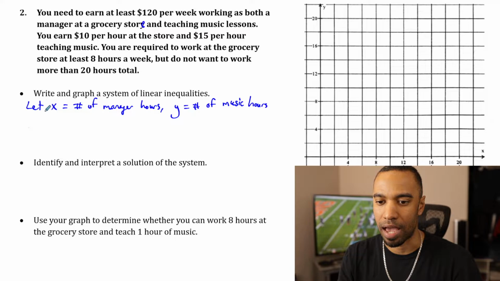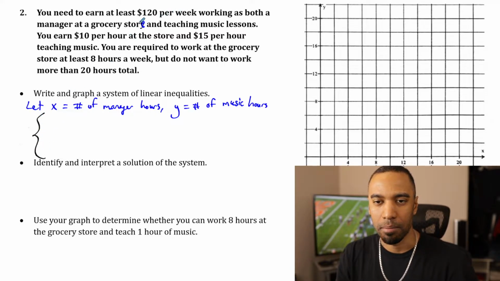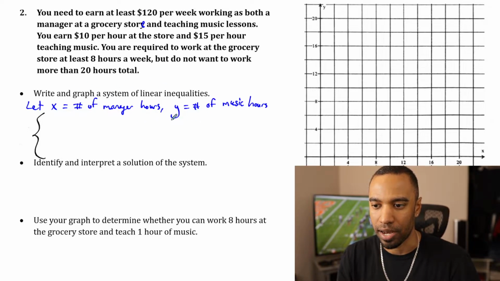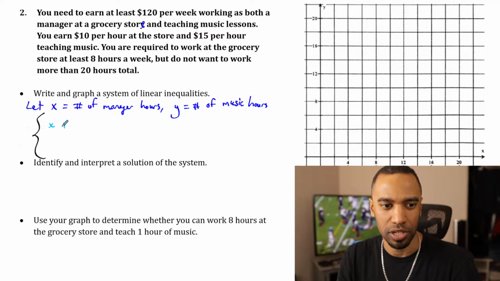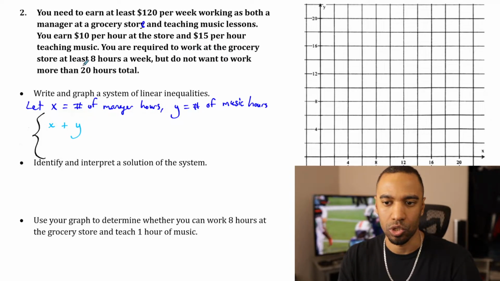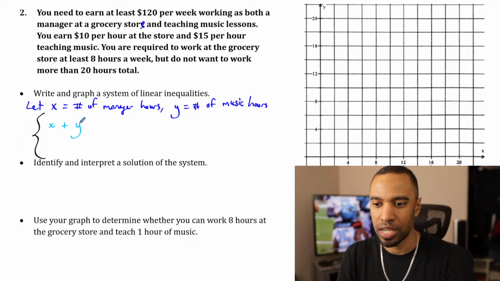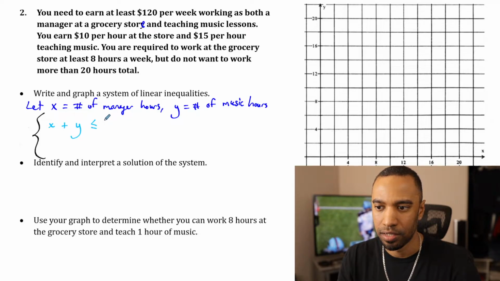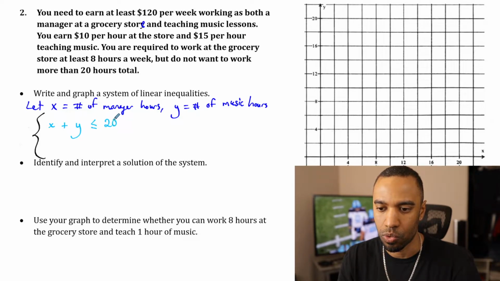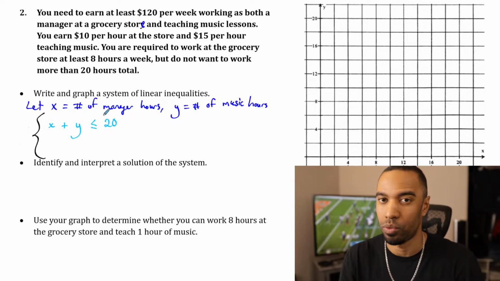And what we have to do is write out a system. Let's find the first one about the amount of hours total, because these are in hours, and I think it's the easiest one to come up with. So let's start with the idea of adding the amount of hours within a week, X and Y hours. We do not want to work more than 20 hours total. Okay, fair enough. So the amount of hours I work managing and teaching music cannot exceed 20. No more than, do not want to work more than, that's less than or equal to. Do not want more than, the opposite of more than, is less than or equal to. I can work 20 hours.